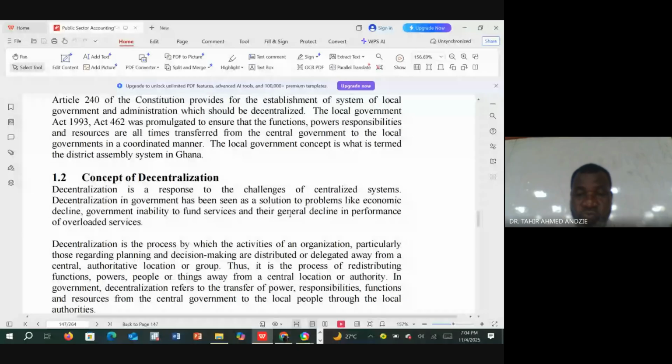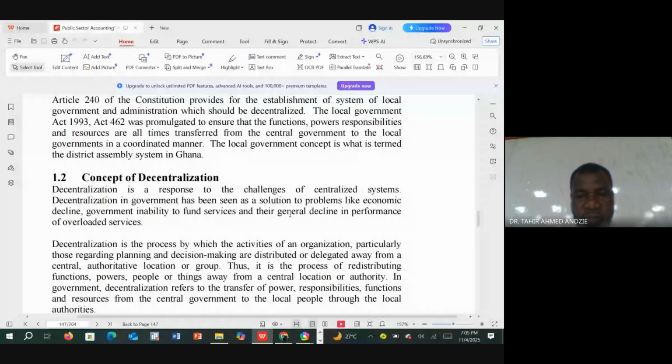And so when we centralize the governance system, some districts will never be developed. They may not get their share of the national cake. So the need for this assembly system, or the decentralization system. So we are saying that the decentralization system is a response to the challenges of the centralized system. Decentralization in governance or in government has been seen as a solution to problems like economic decline.